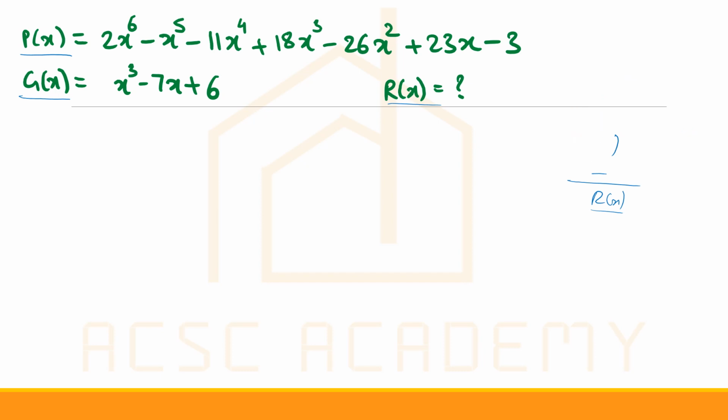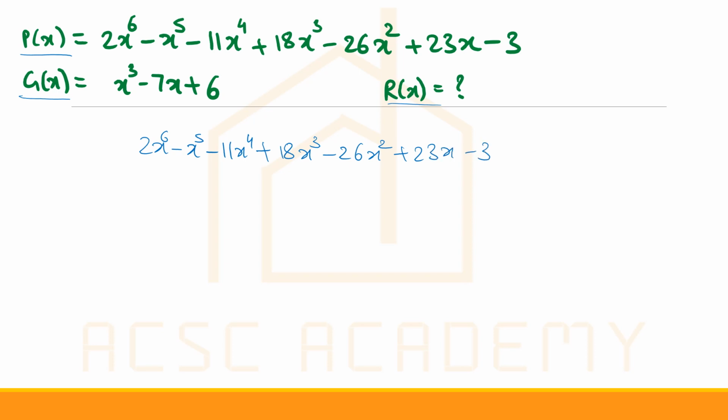So going with the first one, that is using traditional division, we will be dividing the two polynomials as it is. So let us write that 2x raised to 6 minus x raised to 5, 11x raised to 4 plus 18x cube minus 26x squared plus 23x minus 3. So this is a huge degree 6 polynomial that has to be divided with a cubic polynomial. So this division is going to be really lengthy and time consuming as well, but just for learning purpose, let us analyze it.